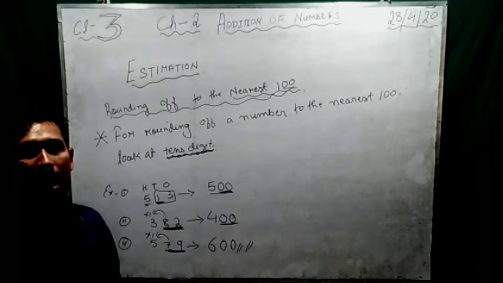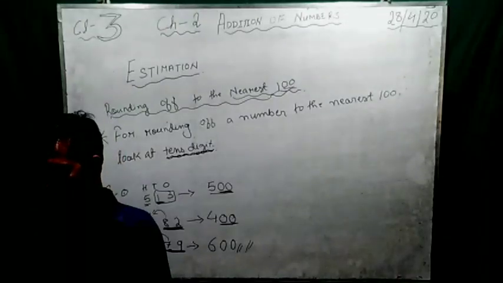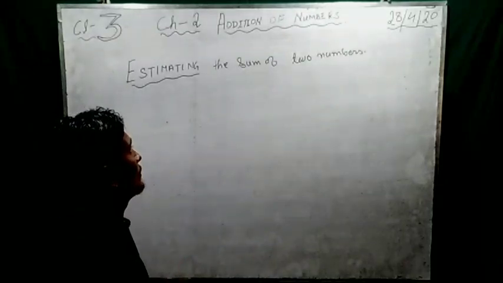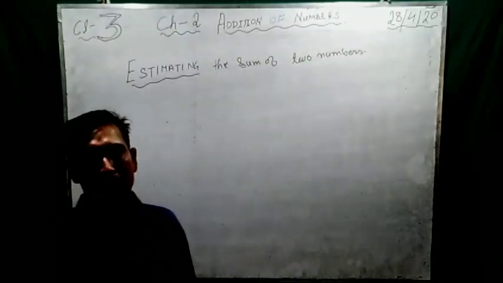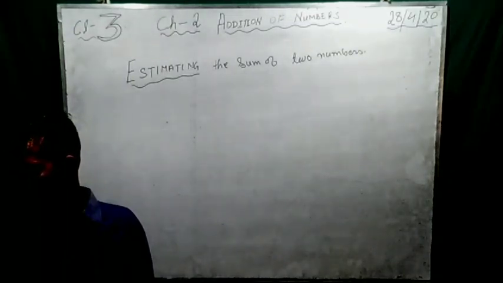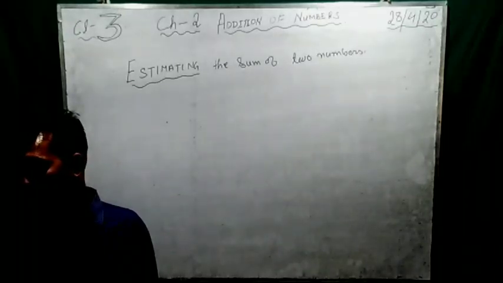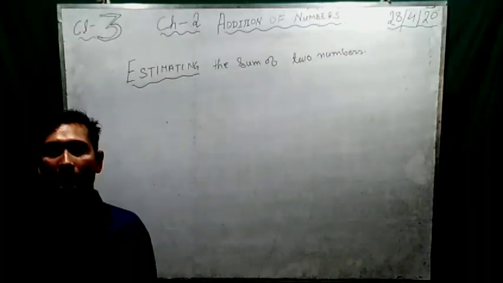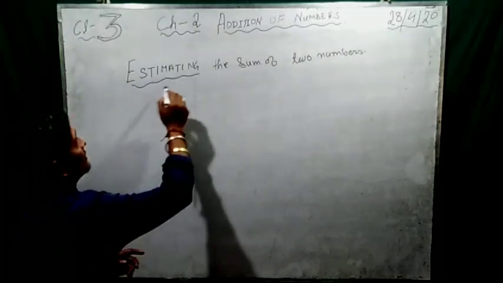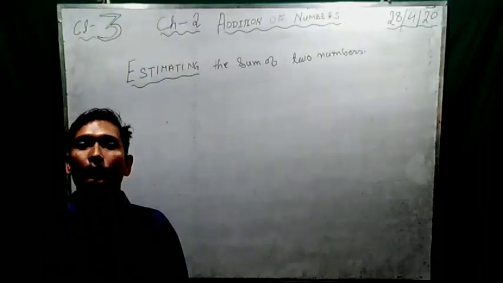Now we will discuss how to do a sum by estimating to the nearest 10 or nearest 100. Estimating the sum of two numbers. To estimate the sum of two numbers, we round off the numbers to their estimated values, and then we add. First we round off the numbers and then we add.